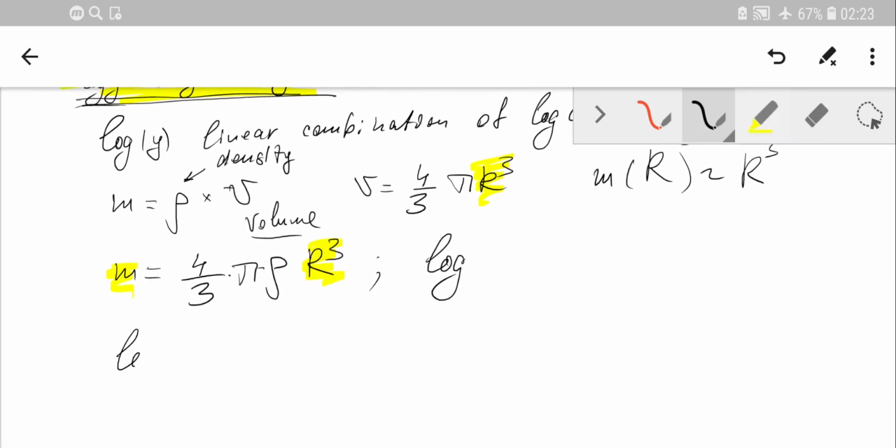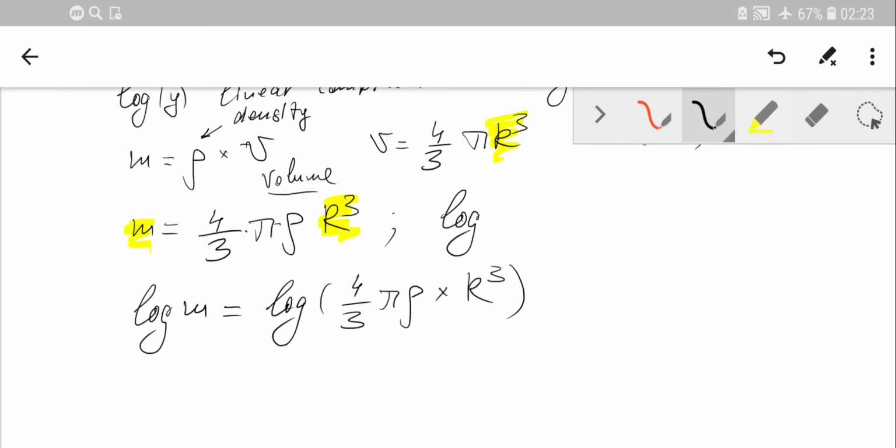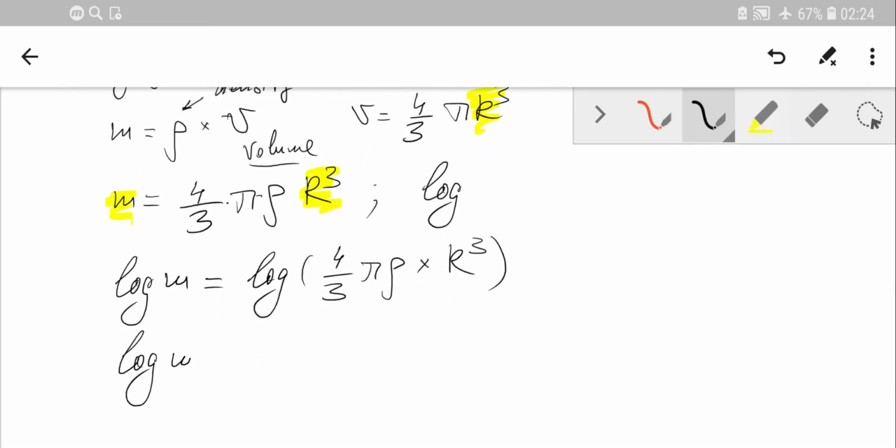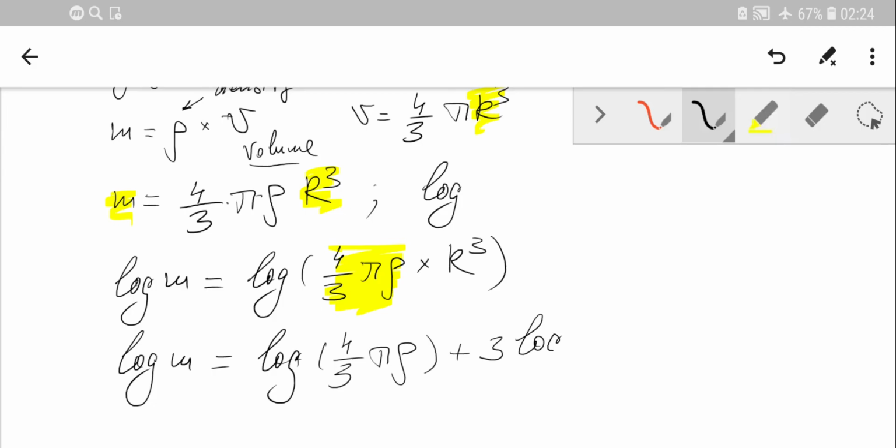We'll get the following. We'll get log m is simply log of 4/3 pi times the density. And here I separate it with r cubed. Okay, it's much better to use the following. Log m equals to, using the property of multiplication, I consider this as just a coefficient, as some number that you know, the density. And I'll get log of 4/3 pi density. And simply because I've separated using the log properties, I just add 3 log r.